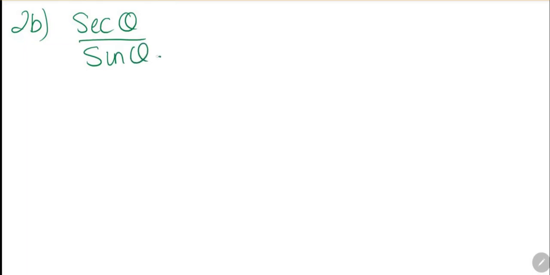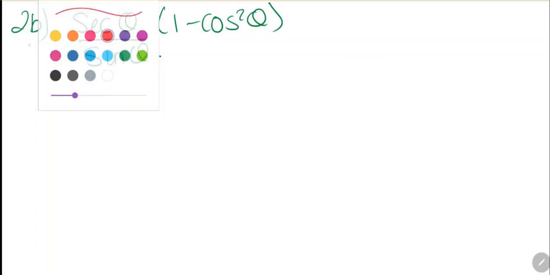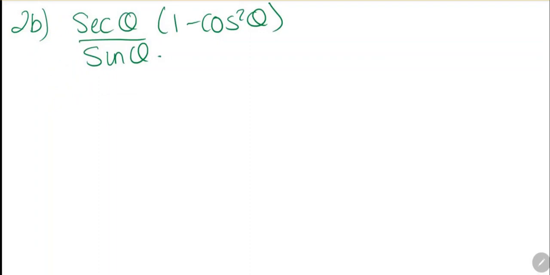So the next one we have 2b. And this says simplify. This time you have secant theta divided by sine theta, and we have 1 minus cosine squared theta. So let's have a look. We want to try and keep any sines and cosines. But we have a 1 minus cosine. So we know that 1 minus cosine squared theta is equal to sine squared theta. So we're going to replace.